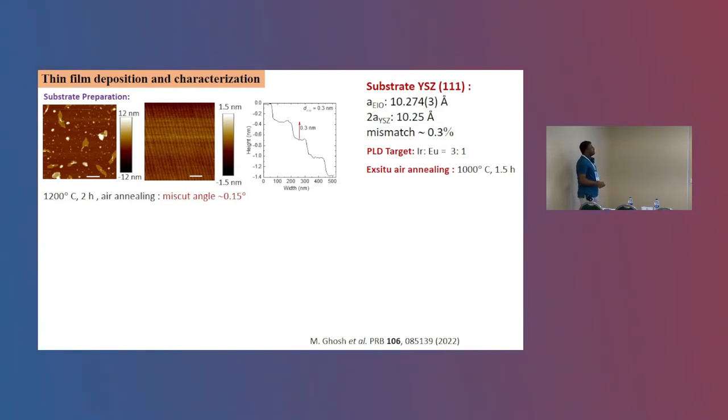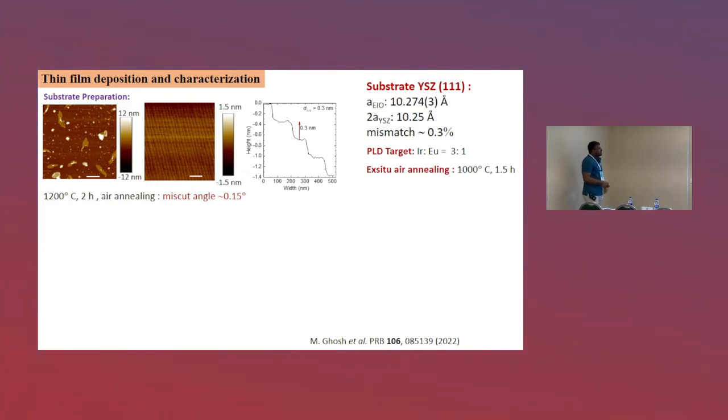So we have studied the sample in thin film geometry. The substrate we have used is YSZ (111), as the lattice parameter of the sample and substrate is close to each other, like double of the lattice parameter of the substrate and the lattice parameter of the sample is close to each other. And if we calculate the lattice mismatch, it comes to 0.3%.